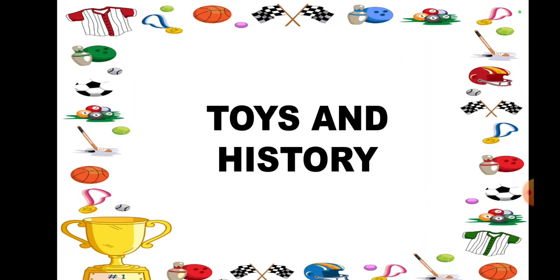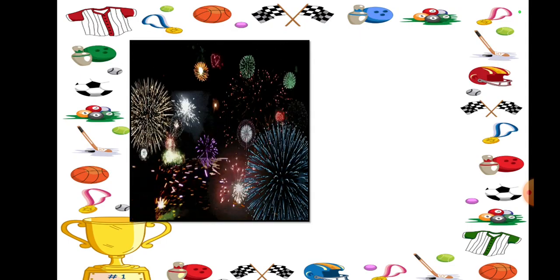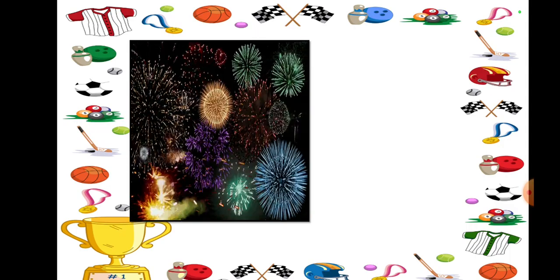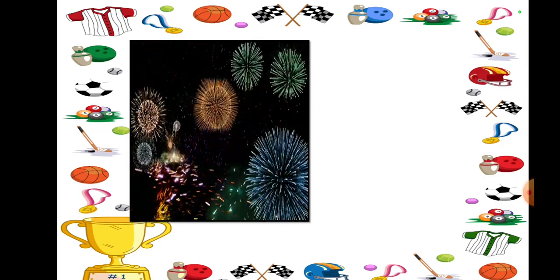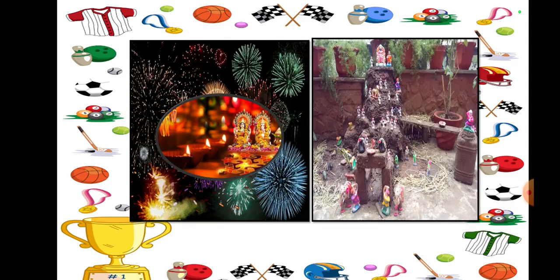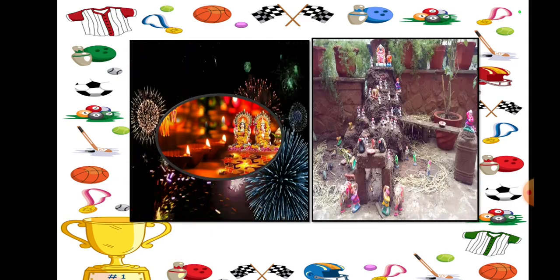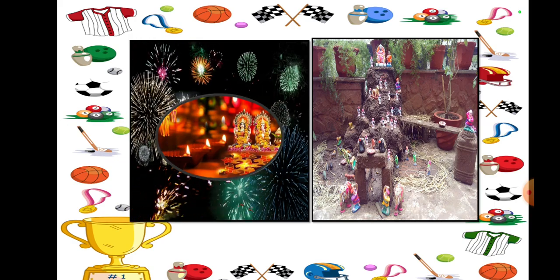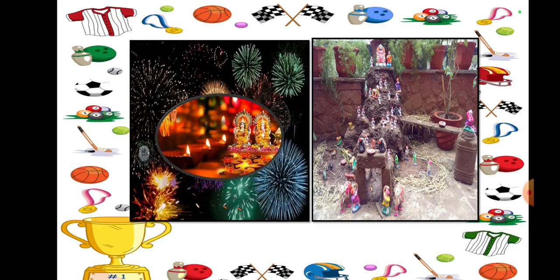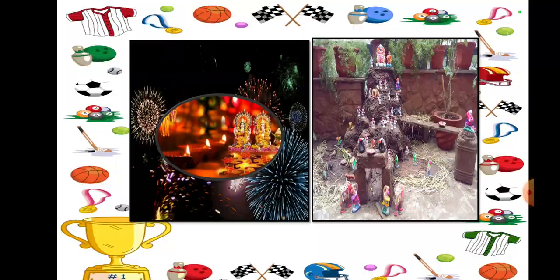Now let's see toys and history. Toys can throw light on history and technological development. We can also get a glimpse of religious and cultural traditions through them. As a part of traditional Diwali celebration in Maharashtra, model forts are made. Clay images of Chhatrapati Shivaji Maharaj and his soldiers and also people and animals are placed on these model forts. This tradition keeps the memory alive of the important role of forts in the history of Maharashtra.